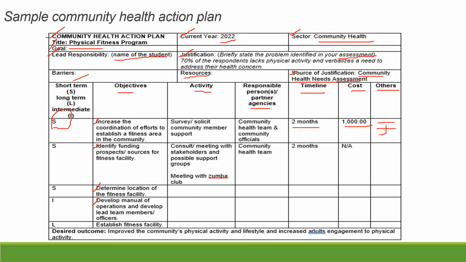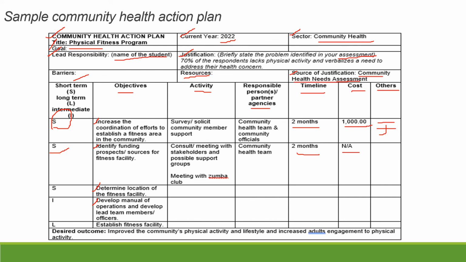Okay. So next, identify funding prospects or sources of the fitness facility. Okay, so that will be our second objective. Again, you classify it as short term. So what are your specific activities? It could be consultation and meeting with stakeholders and possible support groups, and meeting with a Zumba club instructor or Zumba organization. So persons responsible in this activity is your community health team. How many months again, or what is the timeline, what is the cost. That depends on us, whether we think there will be expenses in those activities.